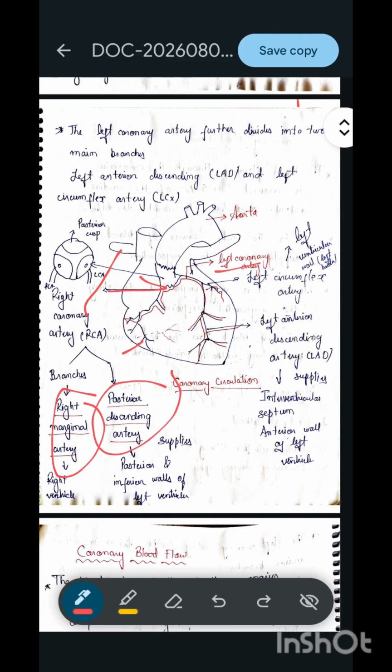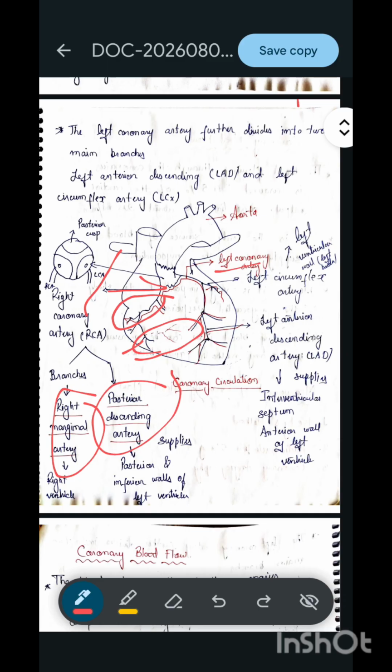The posterior one, shown by the dashed lines, is the posterior descending artery, and what you see here is the right marginal artery, one of the branches of the right coronary artery. So which parts of the heart are supplied by these arteries?